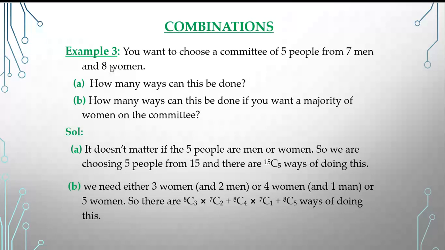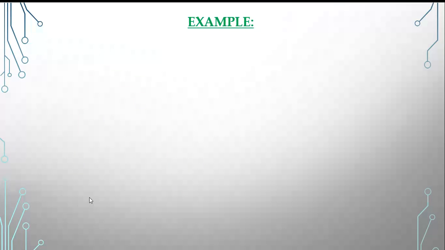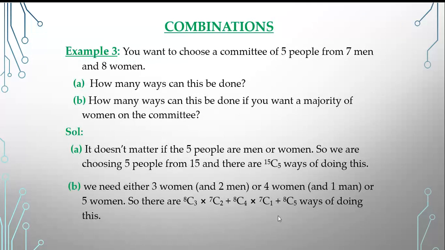Next case is five women, meaning we choose only women. So out of eight women, we need to choose five. So that is 8C5. Now we add these. Why do we add? Because our task is complete up to this step where we choose the five persons, but we can choose our five committee members like this or this or this. So we add all these.